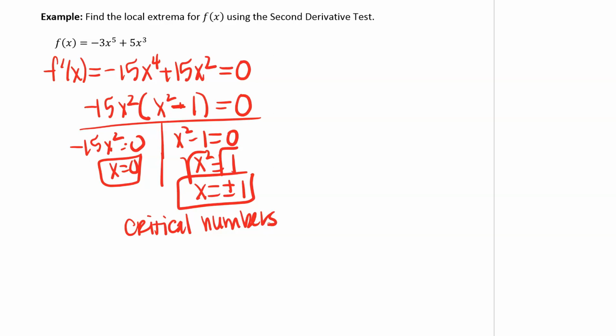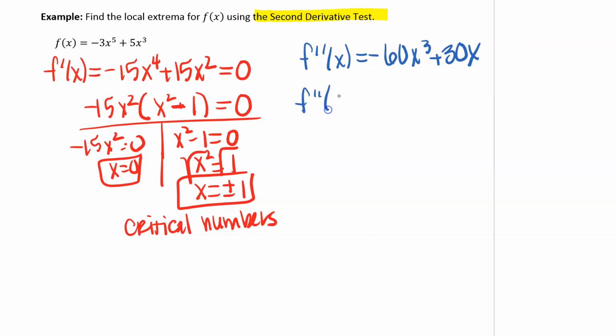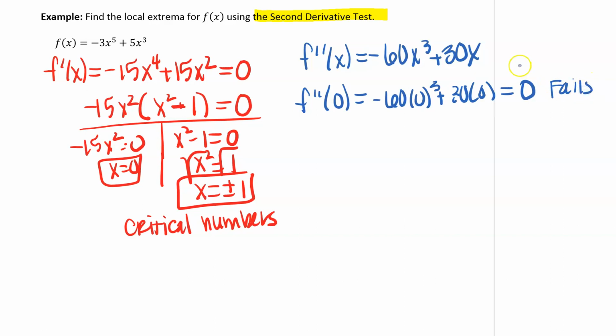Now we're going to test it with our second derivative. So I'm going to go ahead and find my second derivative, and that would be negative 60x cubed plus 30x. And I'm going to take each of my critical numbers and plug them into my second derivative. So I'm going to say f double prime of 0. That gives me negative 60 times 0 cubed plus 30 times 0, giving me a value of 0. Now the problem with this one is my test is going to fail at this value, so I'm going to have to revert back to my first derivative test. But let's check it for the other two.